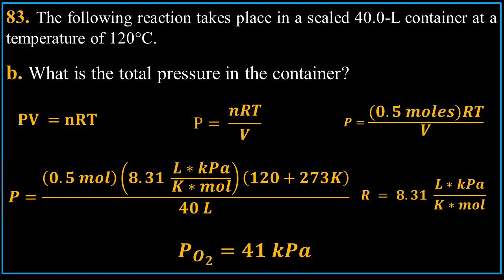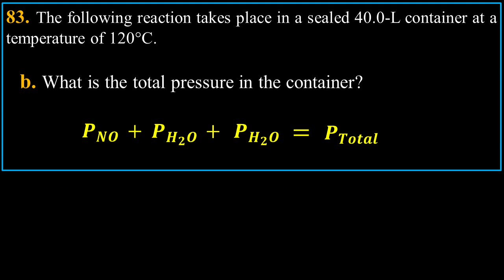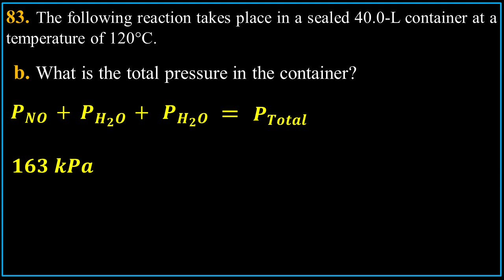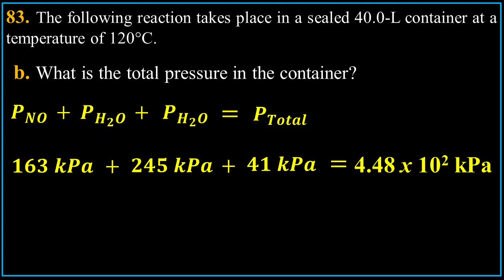Now add up all the partial pressures, and the total pressure will be the sum of the individual pressures, as listed here. Plug in 163, 245, etc., and then the total pressure will be 448 kilopascals, or 4.48 times 10 to the 2 kilopascals, is the answer.